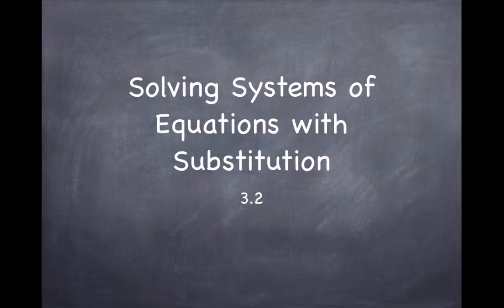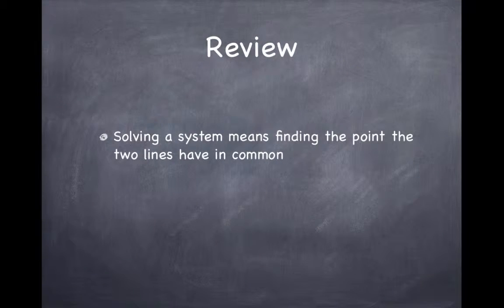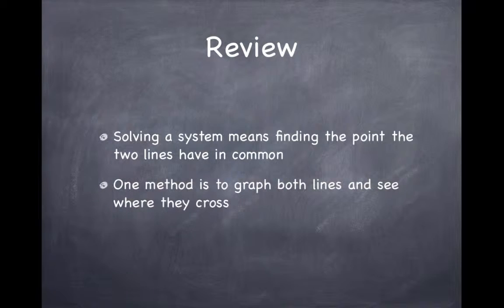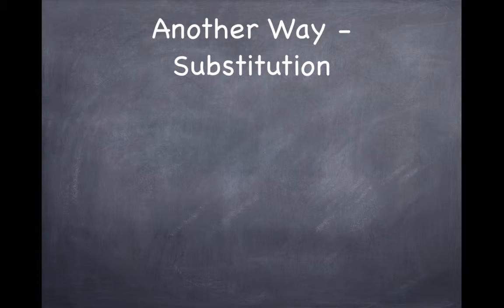This lesson is about solving systems of equations. This time we're going to use substitution. Okay, we talked about the solution. To solve it, we're going to find the point the two lines have in common. One method to do that was, of course, graphing the lines and seeing where they cross. There are other ways. Another way is called substitution.